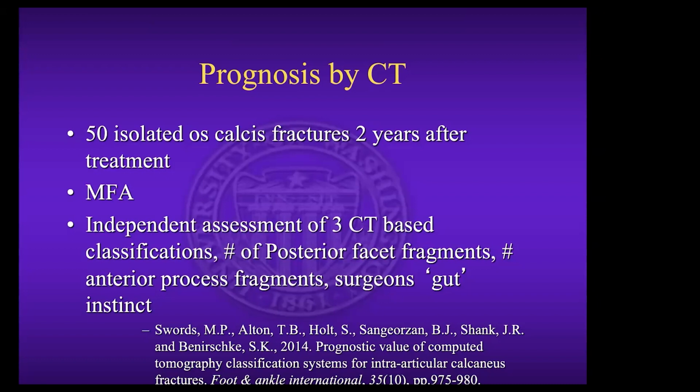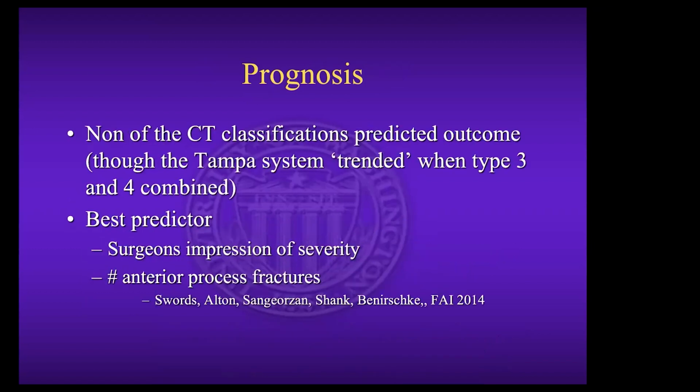And then we applied 3 different CT-based rating systems to try to use any system that would help us predict poor outcome. The 3 CT-based systems included the Tampa and the Atkins scale. We also counted the number of posterior facet fragments, the number of anterior facet fragments. And none of the CT classifications predicted outcome. The best predictor was the surgeon saying, that looks awful, it's not going to do well. And the second most useful was counting the number of anterior process fractures, which, as you know, is not part of the Tampa classification at all.